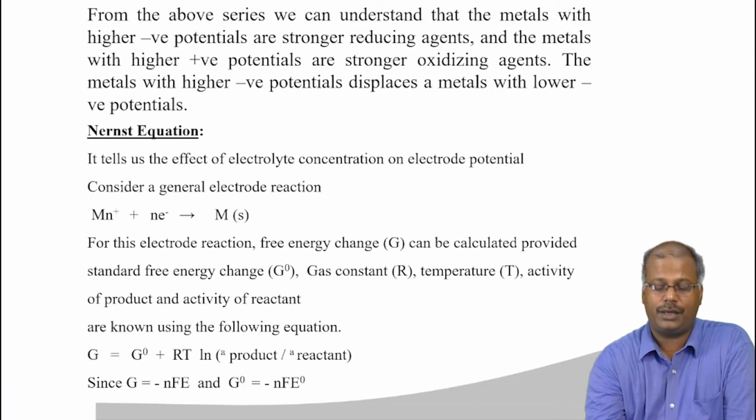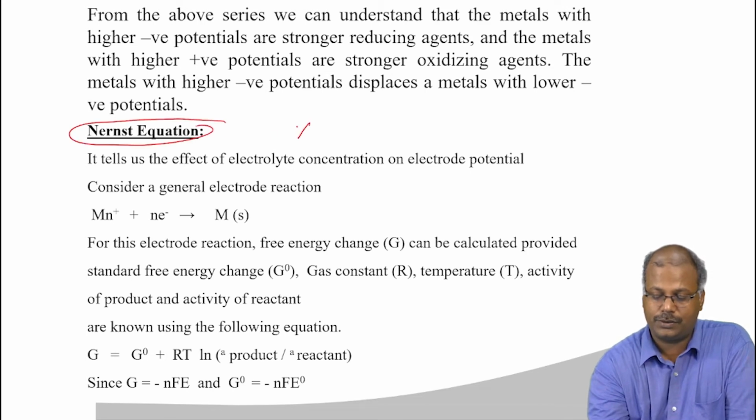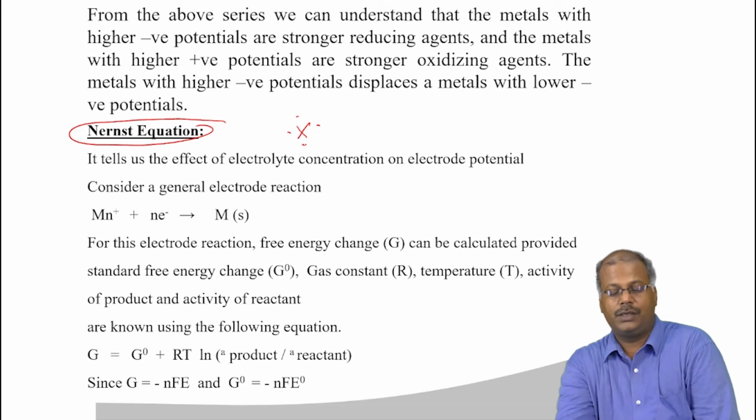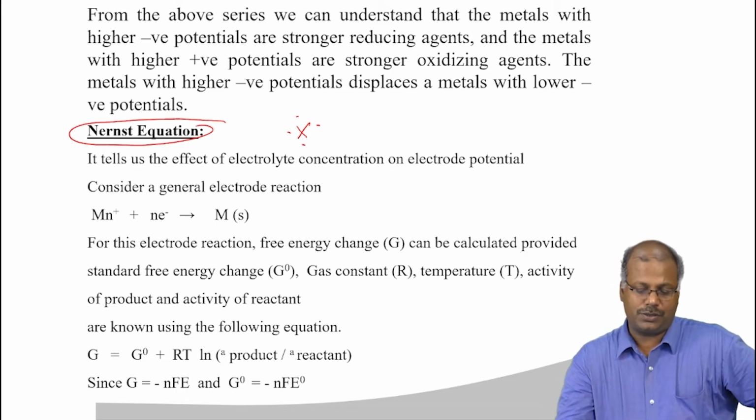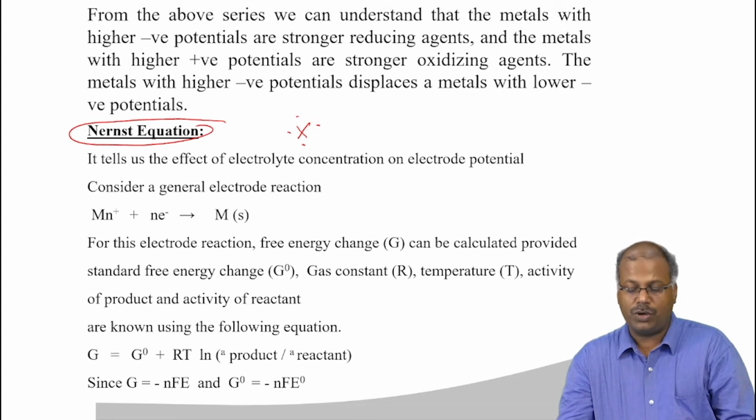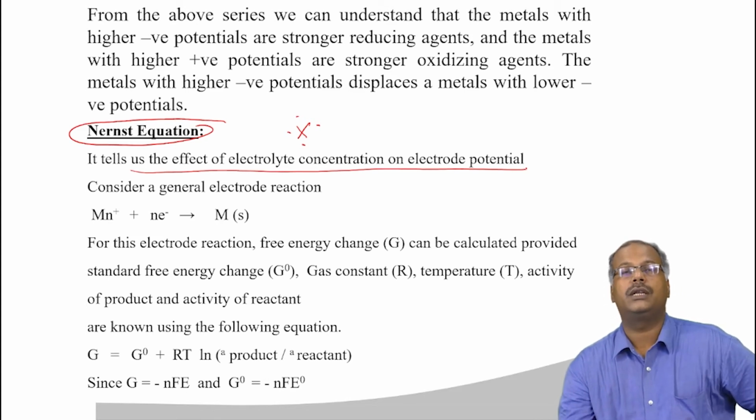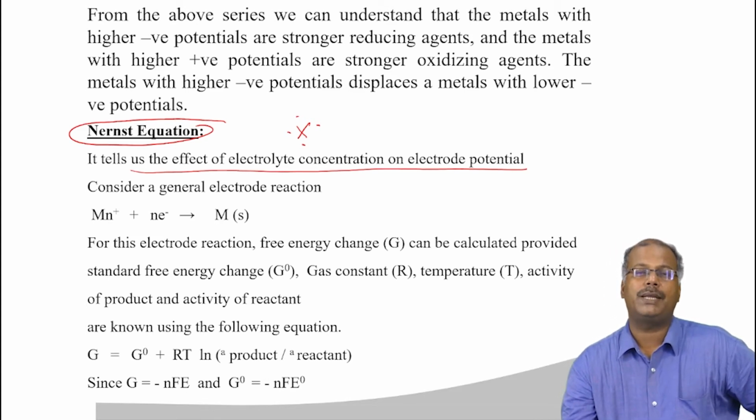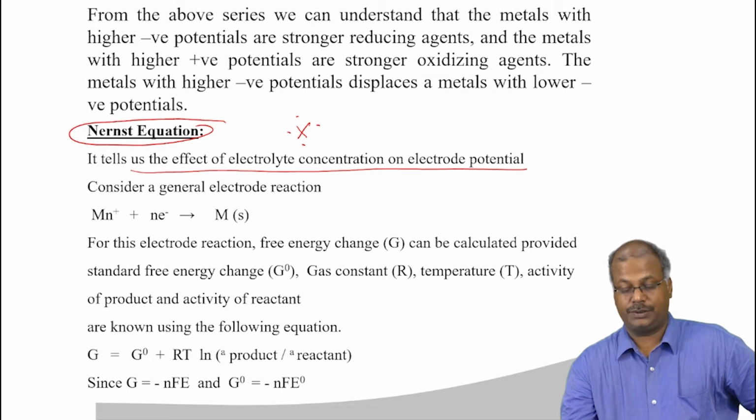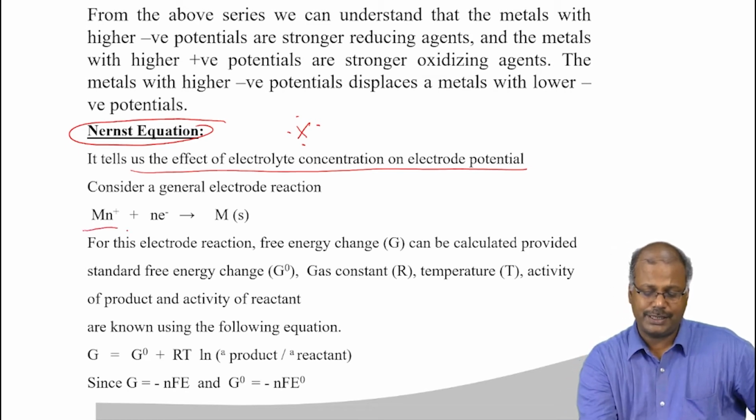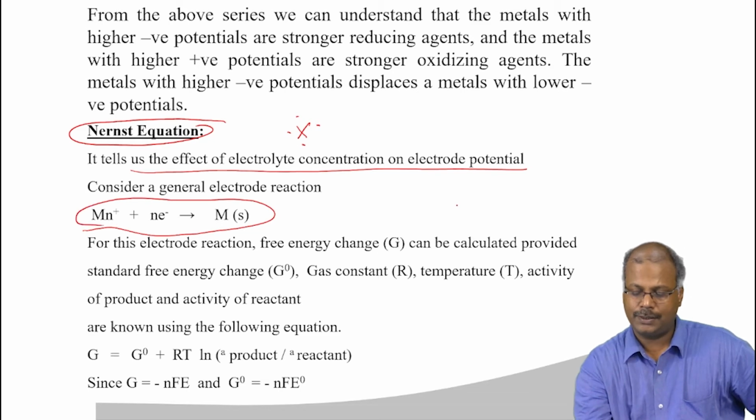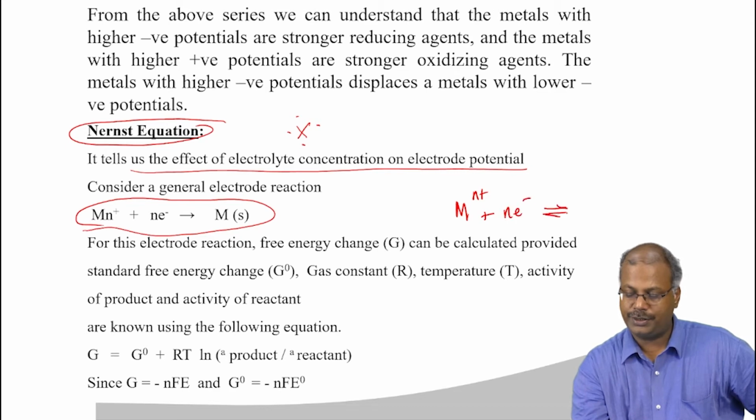Next, the Nernst equation, which is very, very important in electrochemistry. How will you get the Nernst equation? What does it tell? It tells us the effect of electrolyte concentration on electrode potential, that is, the relation of the concentration of M n+ ions with electrode potential. Generally, let us consider a reduction reaction: M n+ plus n electrons, which should be in reversible form, gives M solid.